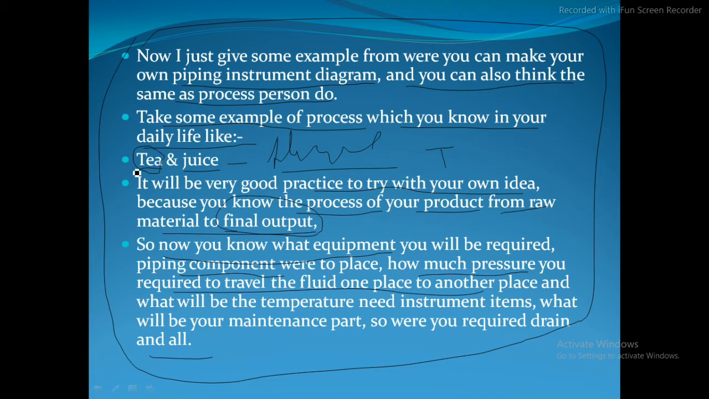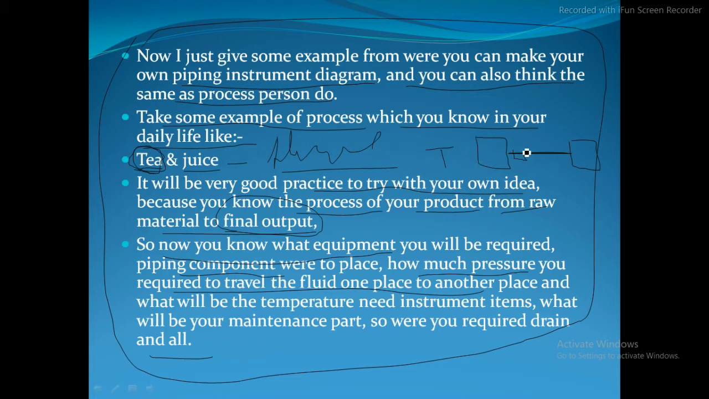Because tea is a product that every person knows. If I give you an idea, you can start with one raw material and end with the final output, so what comes in between gives you the idea about the process, about how to make a P&ID, why the valve, where we have to place the valve, and where you require the instrument item. This is one example, this is one piece of equipment.